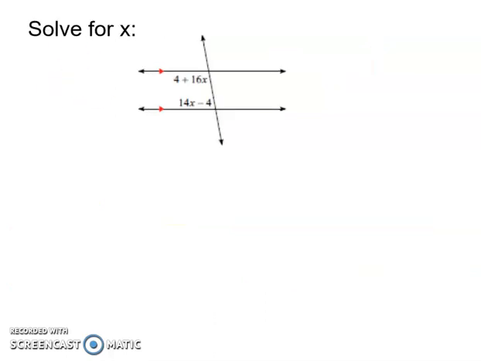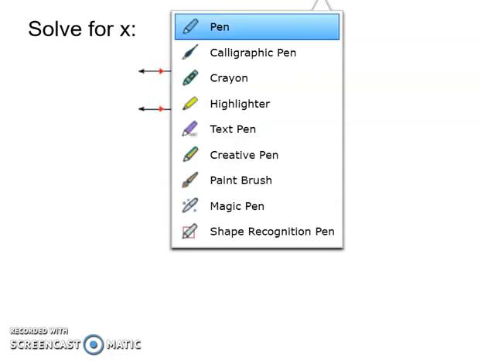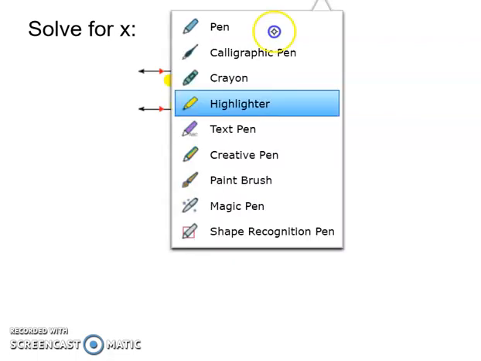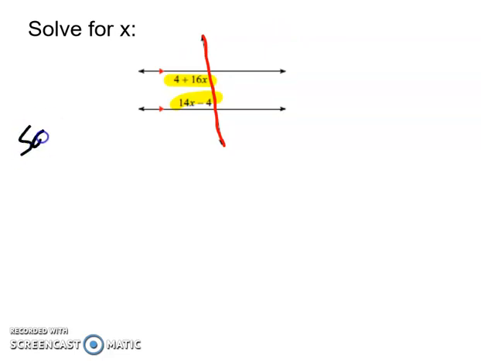Here we go. So in this example, it says solve for x. And again, we have a set of parallel lines and a transversal cutting through. I'm going to draw over the transversal. So now we can deduce a few things. I see that both of my angles are inside the set of parallel lines, and I see that they're on the same side of the transversal. Well, they're on the same side inside, meaning that they are same side interior. Okay, they're same side interior, which means that they are going to be supplementary.